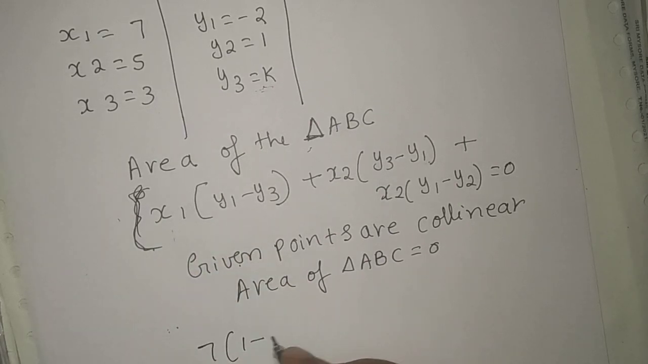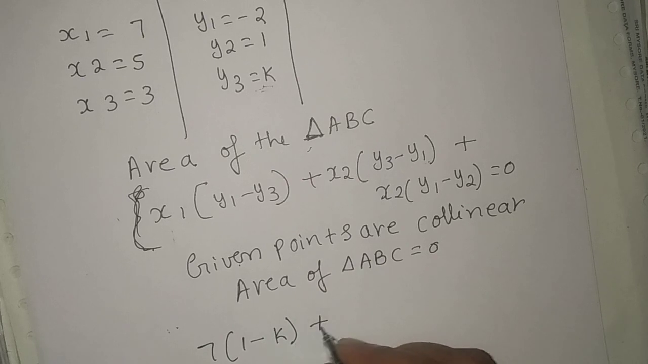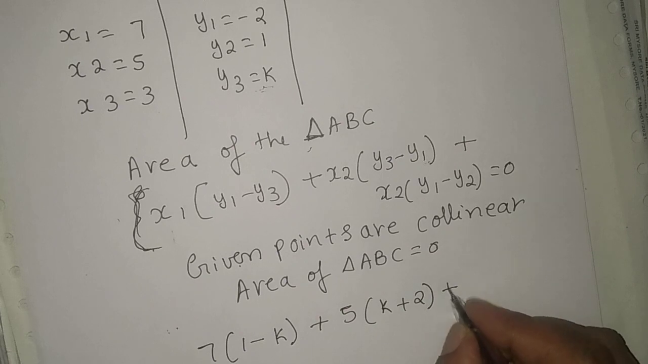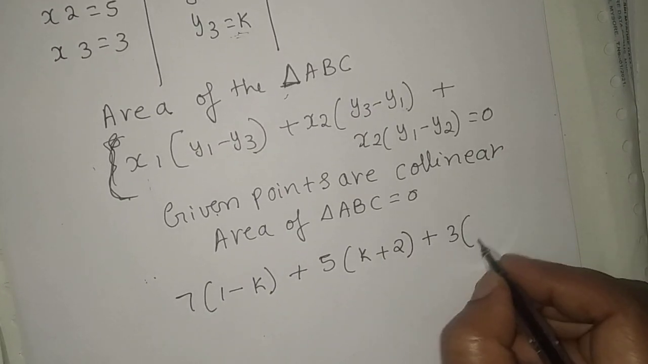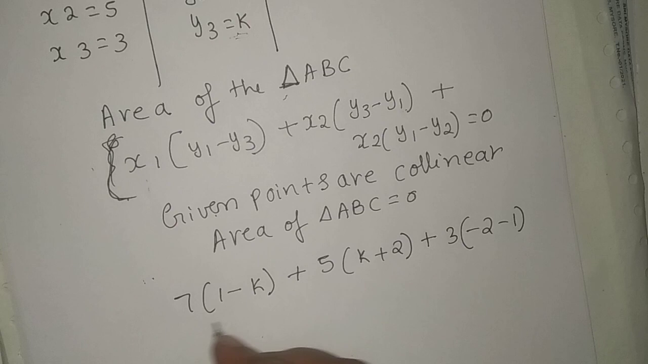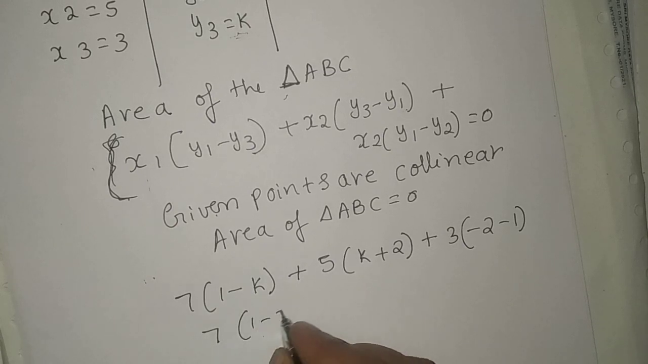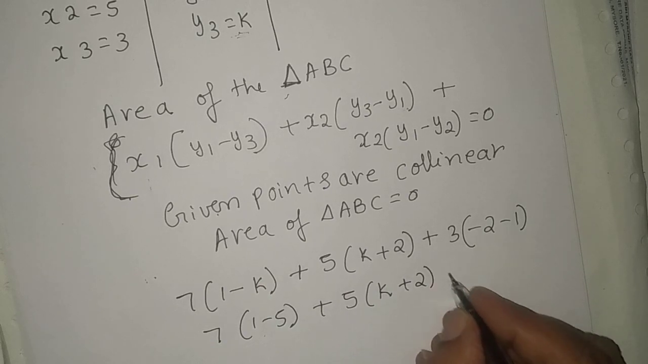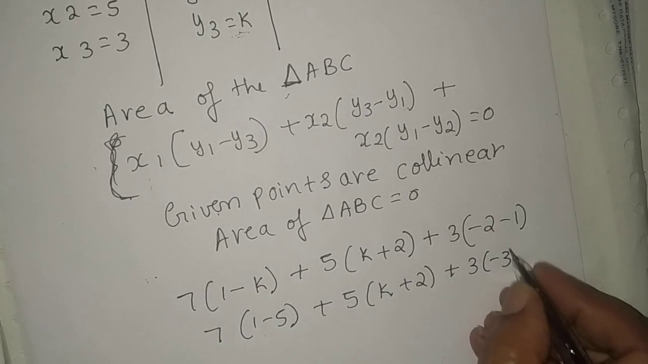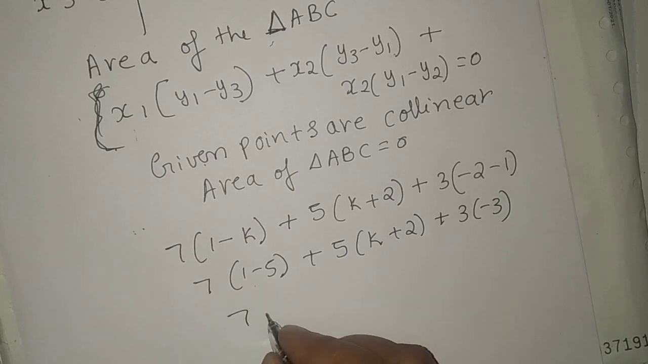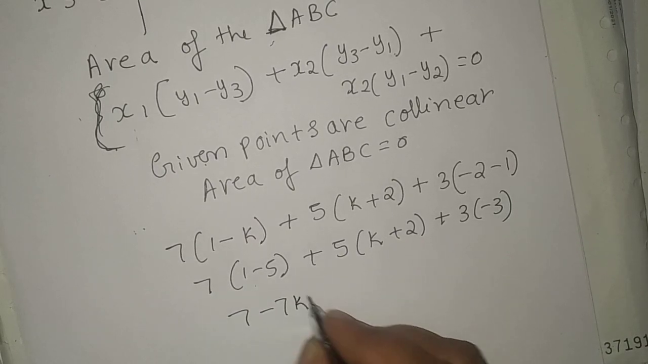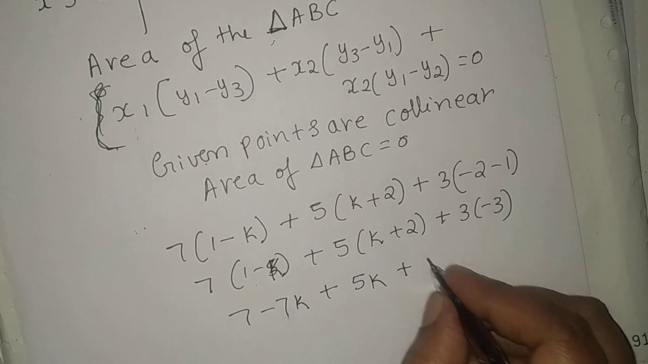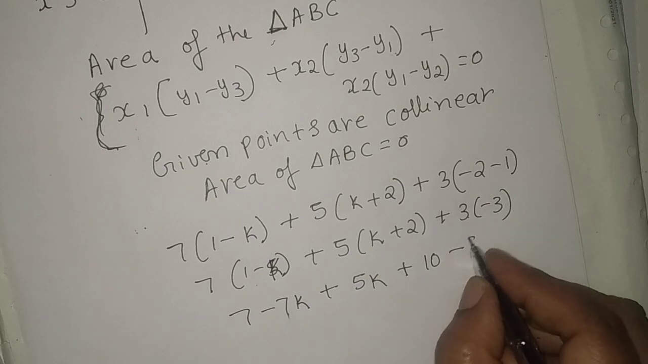7 into (1 minus k) plus 5 into (k plus 2) plus 3 into (-2 minus 1) is equal to 0. Then simplify this, we get 7 minus 7k plus 5k plus 10 minus 9.